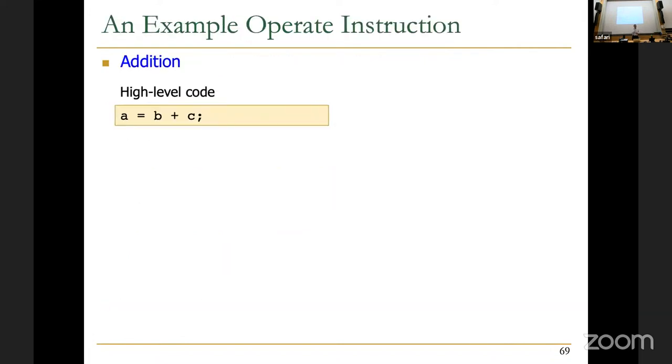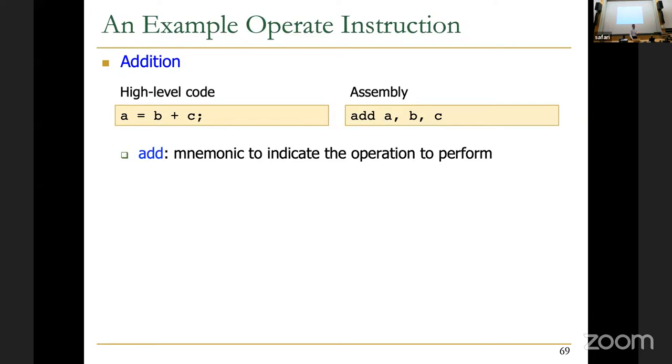So this is an operate instruction. High level code, it has nothing to do with registers, you can see. This is addition, right? You can express in your high level code A equals B plus C. Assembly can be expressed this way, add A, B, C. Implicitly, A is a destination variable. It's not a register yet. Add is the mnemonic to indicate the operation to perform. B and C are the source operands. A is the destination operand, as you can see. And this is the semantic definition, right?